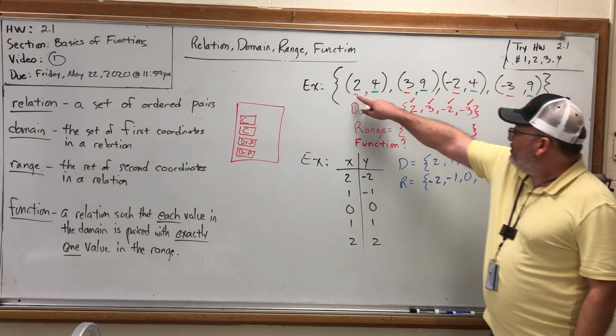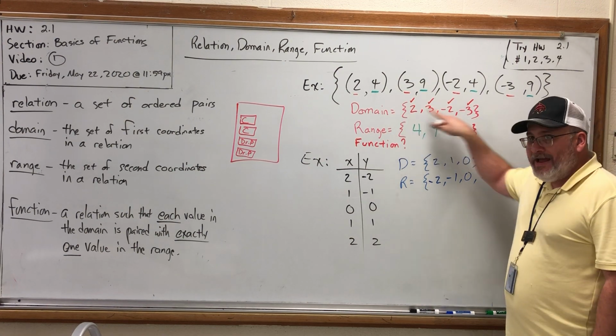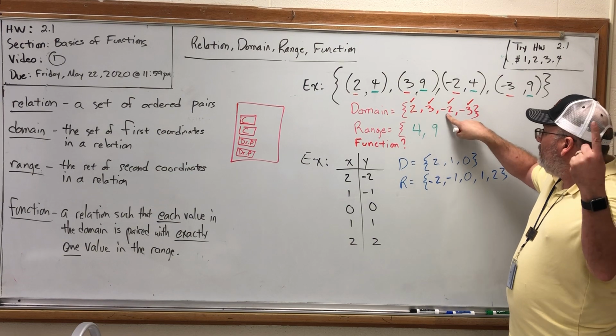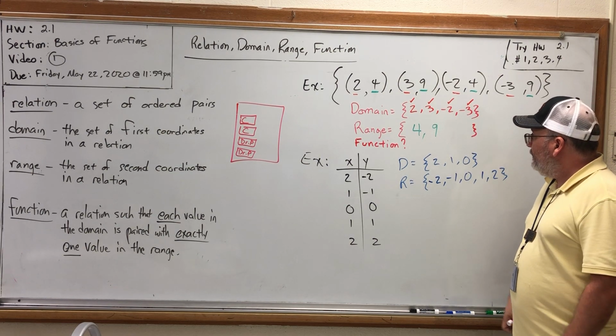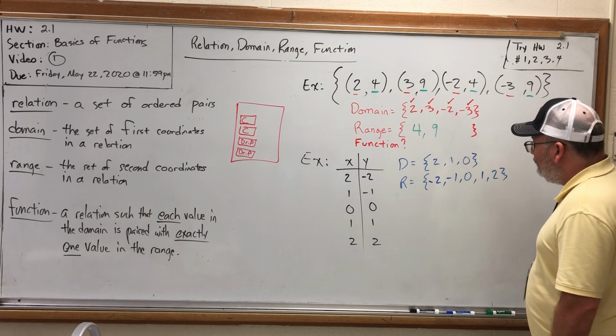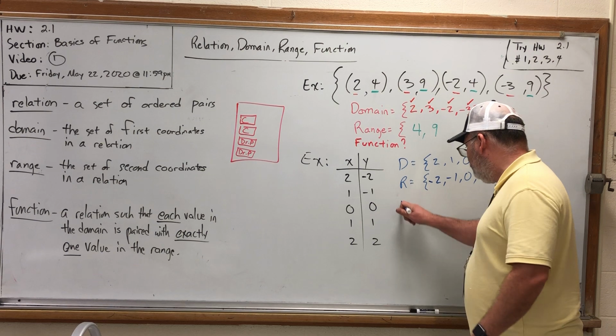So it's okay that this 2 and this -2 are both paired with 4, because when I ask the question on the domain, how many range values? 1. How many range values? 1, 1, 1. You're grilling the domain, not the range. Let's take a look at the second relation. We've already got the domain and range, but is this a function?